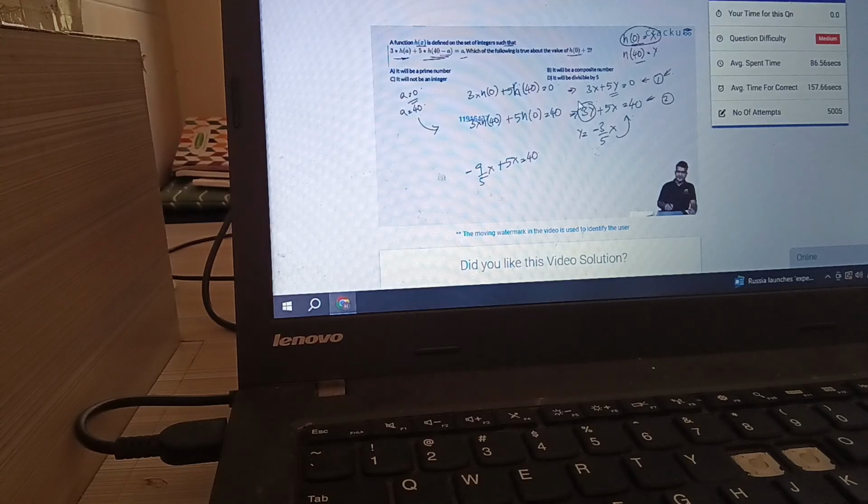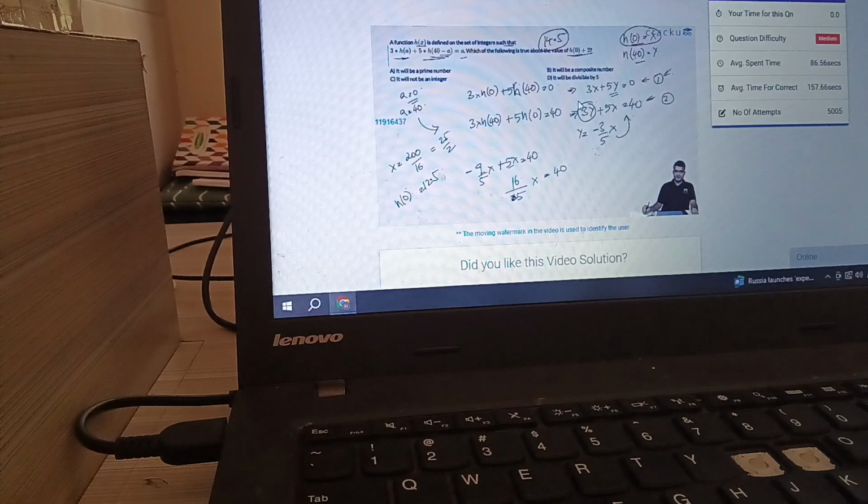If you simplify, the left hand side will be equal to, over 25, minus 9 plus 5 into 5, that is 25. So minus 9 plus 25 is 16 by 5x is equal to 40. Because the denominator is 5, so 16 by 5x is equal to 40, or the value of x is equal to 200 by 16. You can simplify this by cancelling 8 in the numerator and denominator, so this will equal 25 by 2, or this is equal to 12.5. This is the value of h of 0. So what is the value of h of 0 plus 2? The value of h of 0 plus 2 is 14.5.